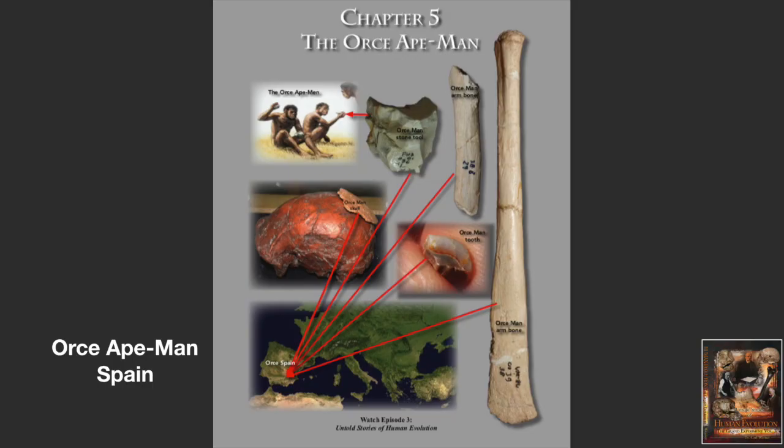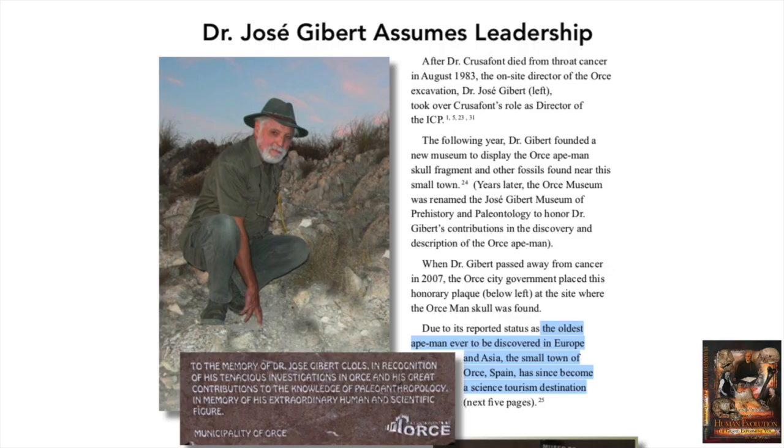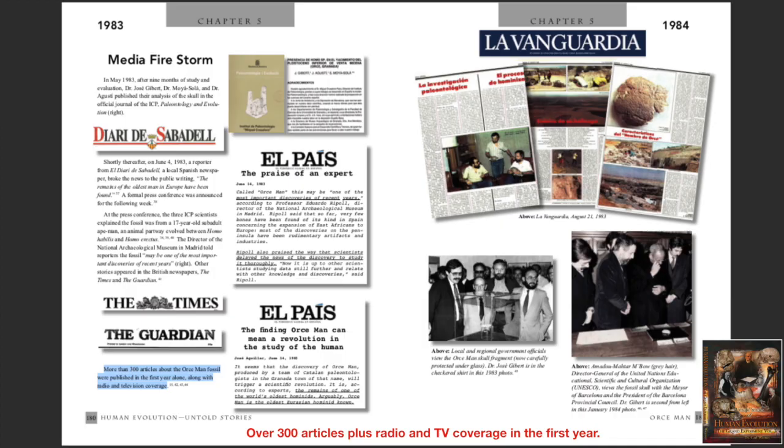This is Orce Man. Okay, this is Spain. The oldest ape man ever to be discovered in Europe and Asia, the small town of Orce, Spain, has become a science tourist destination. So now it's not only political, now it's economic. A lot of money coming into that town, and there's publicity. There's over 300 articles plus radio and TV coverage in the first year alone.